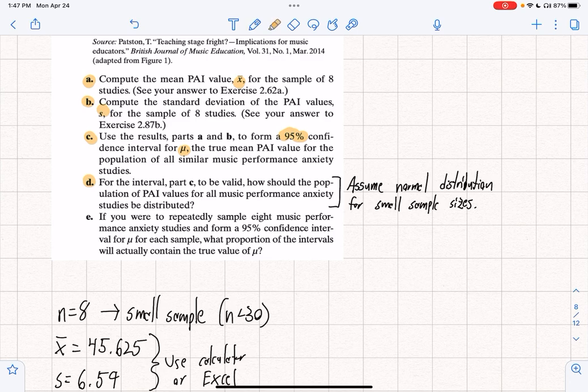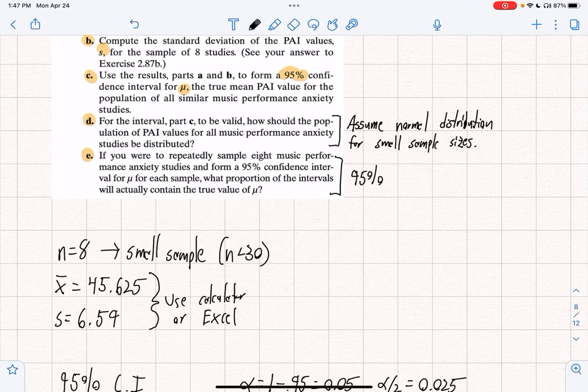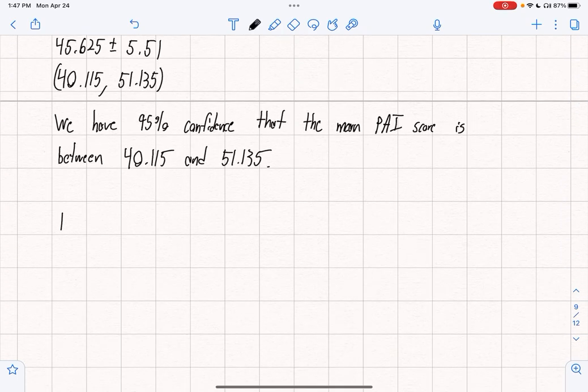And then finally, part E. If you were to repeatedly sample 8 performance anxiety studies and form a 95% confidence interval for mu for each sample, what proportion of the intervals will actually contain the true value of mu? Well, we know that this will be 95% of them. If we do this for 100 intervals, 95 of those intervals should contain the true value of mu. Okay, that finishes this example. But you know what? Let's do one more. Let's just quickly do a 90% confidence interval.